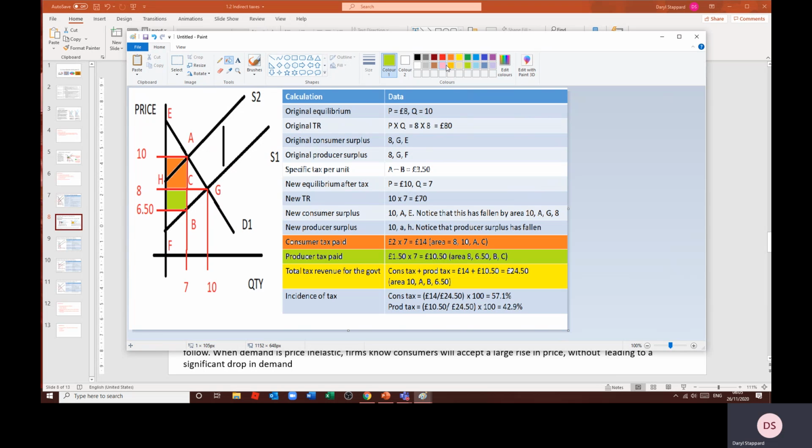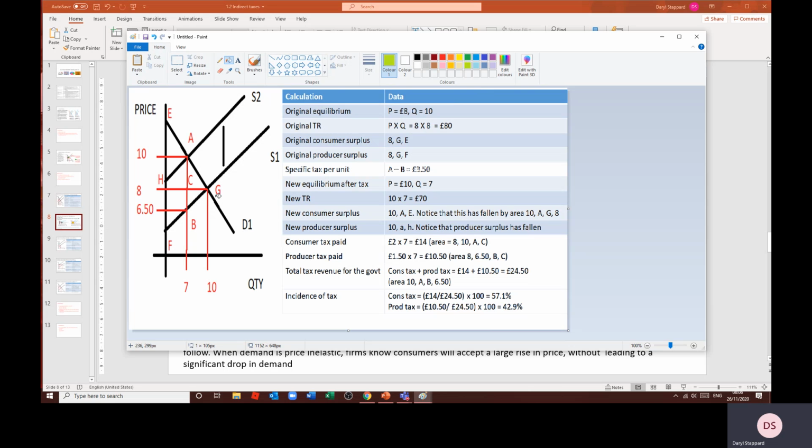Now, if I then work out the incidence of tax at the bottom, we can see this time the consumer will pay 57.1% of the tax, and the producer will pay the remaining 42.9% of the tax. Now, this must mean that the demand for this product is slightly price inelastic, with the reason being the consumer is paying a little bit more of the tax than what the producer is. Okay? But now what we can also do with this diagram is to show the impacts on consumer and producer surplus. So let me make all of these boxes blank again.